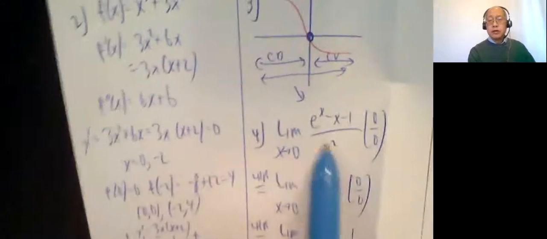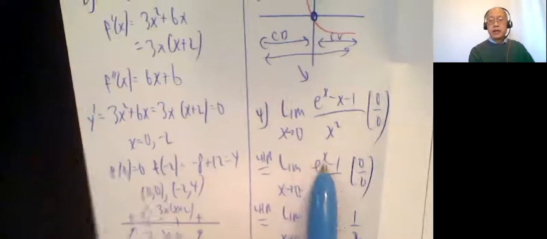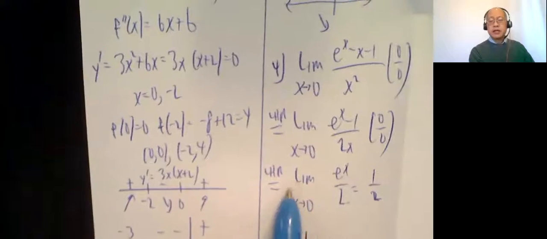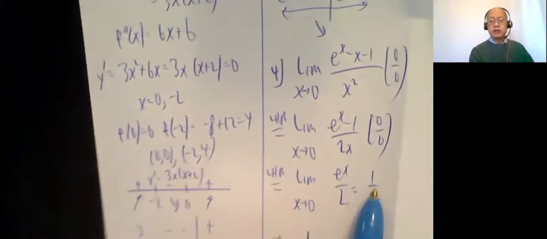Number 4, we get 0 over 0, do L'Hopital's rule. E to the x minus 1 over 2x, still 0 over 0, L'Hopital's rule again. Limit as x approaches 0, e to the x over 2, plug in 0, you get 1/2.